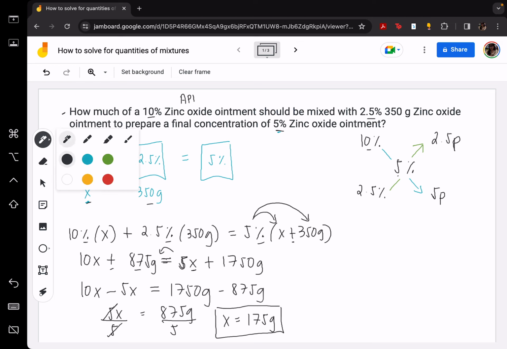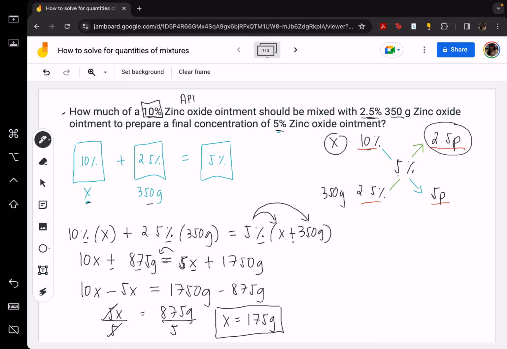So what does this number tell you? It means the 10% is present in 2.5 parts, and the 2.5% is present in 5 parts in order to make your 5% at the center. Now, what numbers can we use to make your ratio and proportion? Again, remember your 10% here is your unknown, so the quantity is still an X. Your 2.5 here is given in terms of quantity, it's 350 grams. So now it's easier for you to associate. Your X is your 2.5 parts, your 350 is your 5 parts, right?